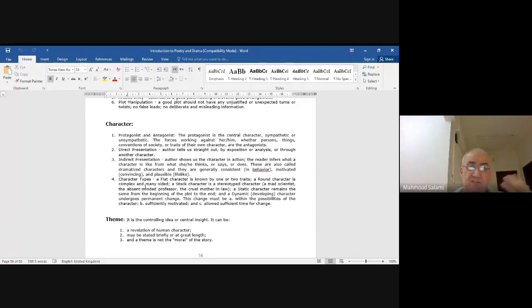Now here we have direct presentation and indirect presentation, and I think we said that. I said that here to you, where the author tells us directly or straightforwardly by exposition or analysis or through another character. Really, this in a play is very, very rare. Only a little bit, as I said, in the introductions or the conclusions, when somebody would be speaking in the voice of the main character or really the playwright himself or herself. Again, indirect presentation, I think it's clear when characters are speaking.